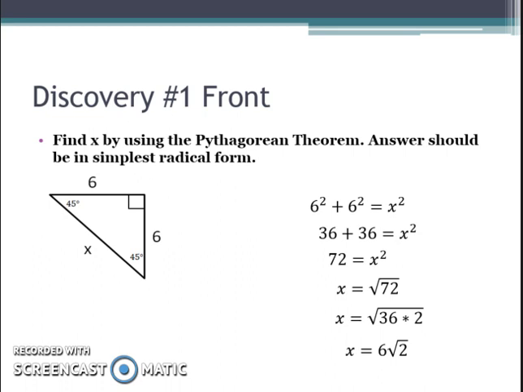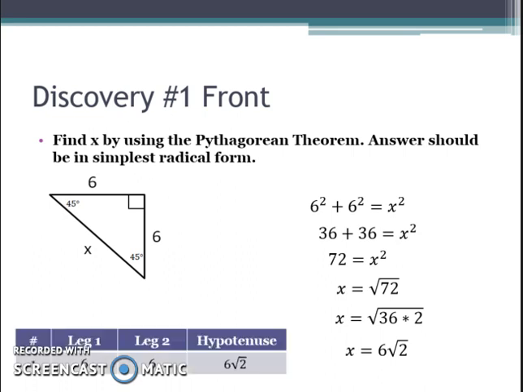And we're going to fill that out in the box here. So leg 1, which is one of our legs, is 6. The other leg is 6. And the hypotenuse is 6 square root of 2. So what I want you to do now is pause the video and go ahead and fill out the front. When we come back, we'll do the back side.